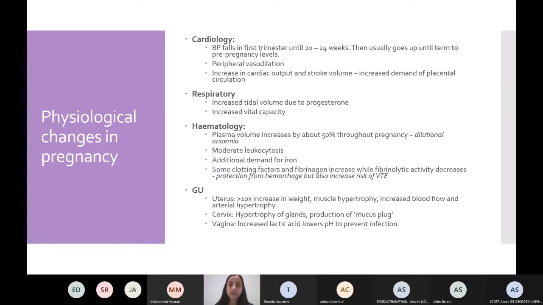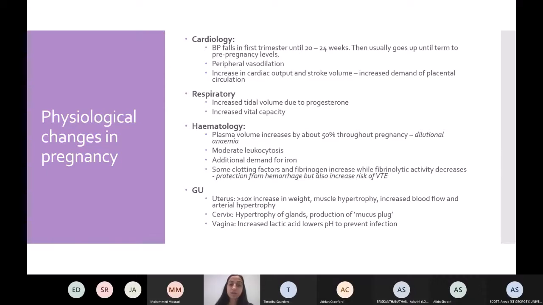Having said that, there's still an increased demand because of placental circulation. So actually, despite a fall in blood pressure and vasodilation, you get an increase in cardiac output and stroke volume. You can also get an increase in your tidal volume due to the progesterone, and that's because there's an increased peripheral CO2 metabolism, and your respiratory center lowers the threshold to kick off when there's a CO2 increase, and that can increase your vital capacity and your tidal volume.